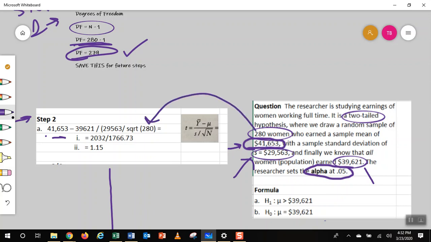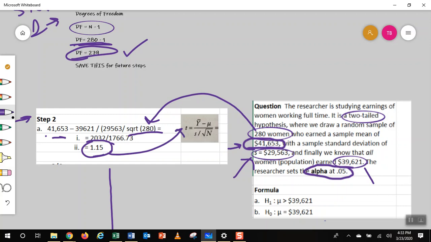If you want to pause and do the math, just remember you probably want to do the square root first before you divide. You'll get something like 2,032 minus 1766.73, and your final number will be 1.15. I would try to enter that math yourself so you get familiar with it. This number right here is your t.